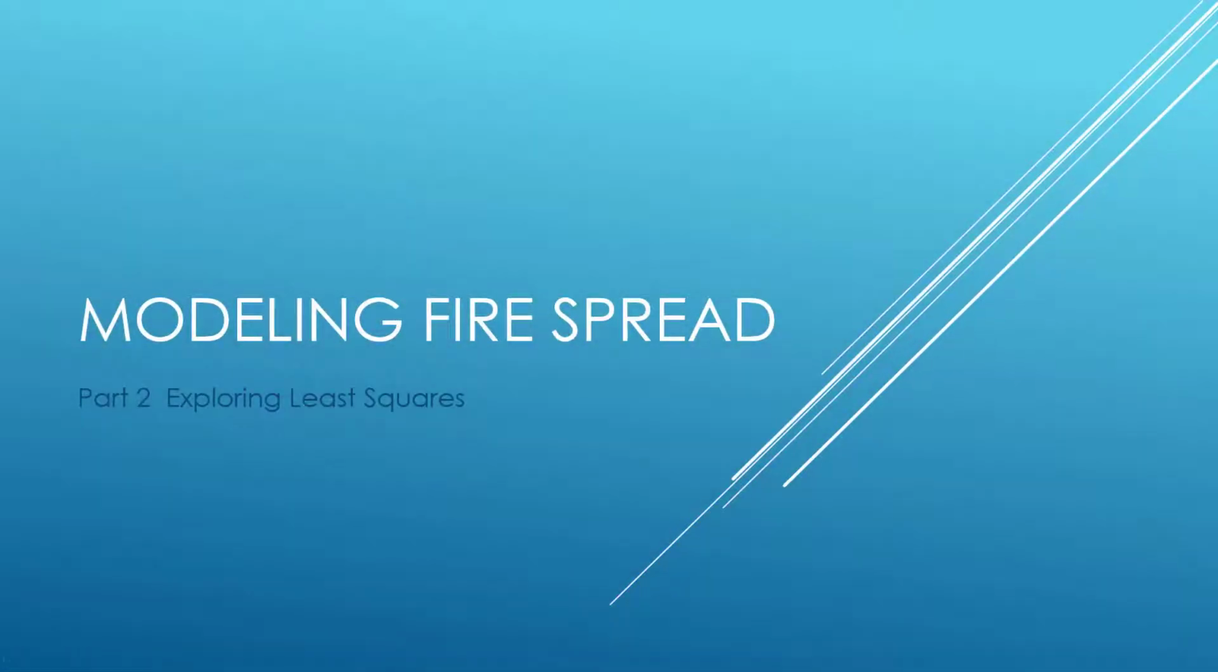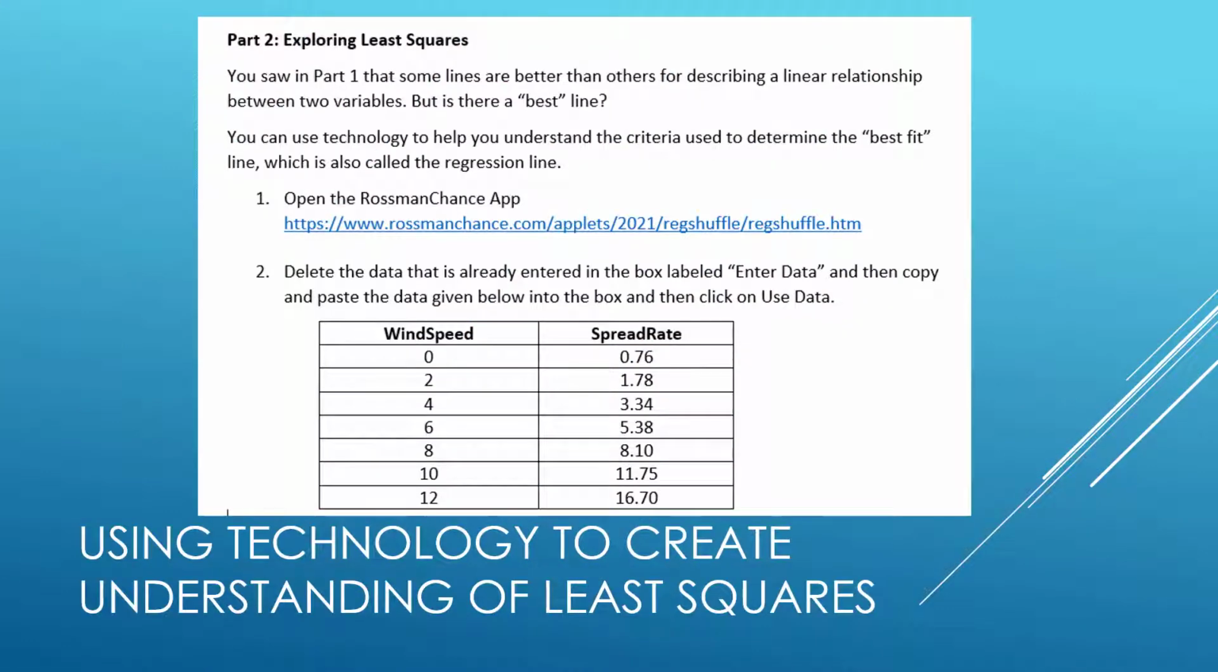Welcome back. So far we've looked at part 1 of the fire spread activity, which introduced students to the idea of modeling the fire spread rate as a linear function of wind speed. In part 2 of this activity, students used technology to develop their understanding of the meaning of least squares and the criteria used to define the best fit line. This part of the activity will probably take about 20 to 25 minutes.